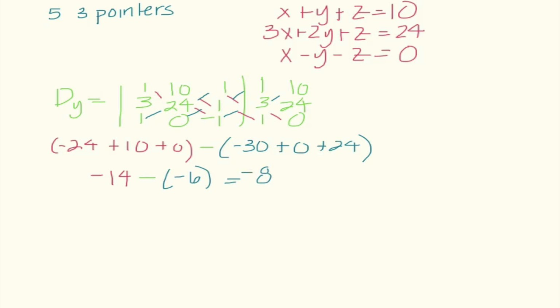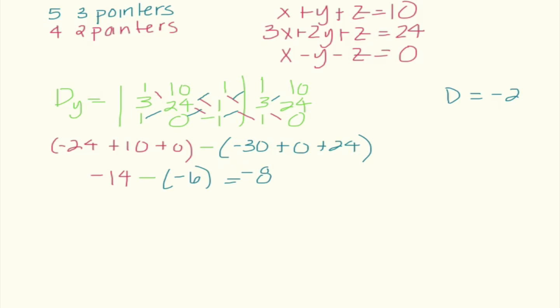Negative 8. So we learned earlier that d was equal to negative 2. So I know negative 8 divided by negative 2 tells me that we made 4 2-pointers.